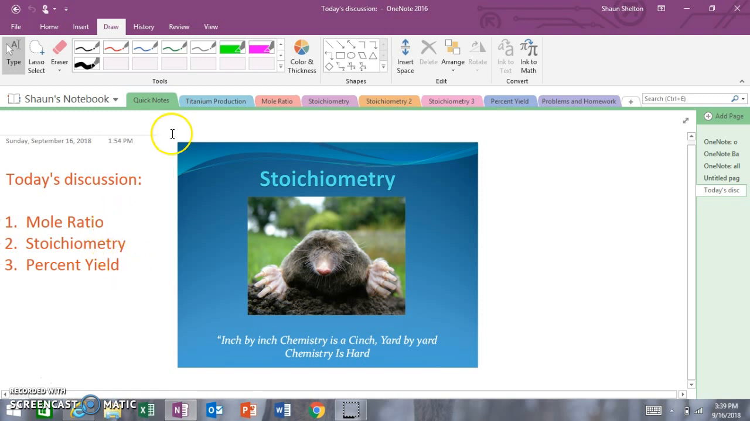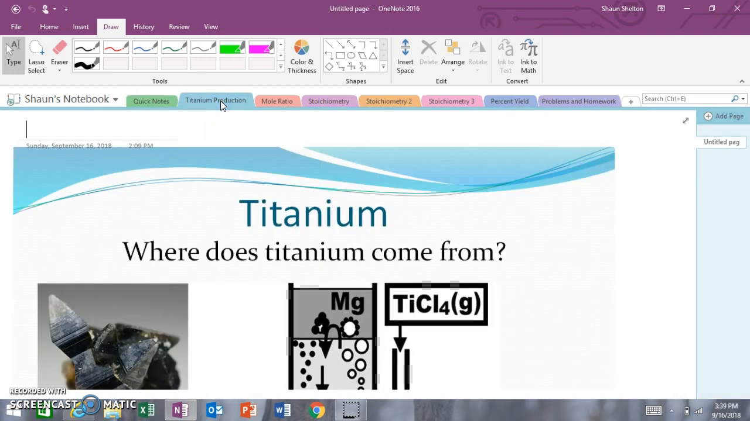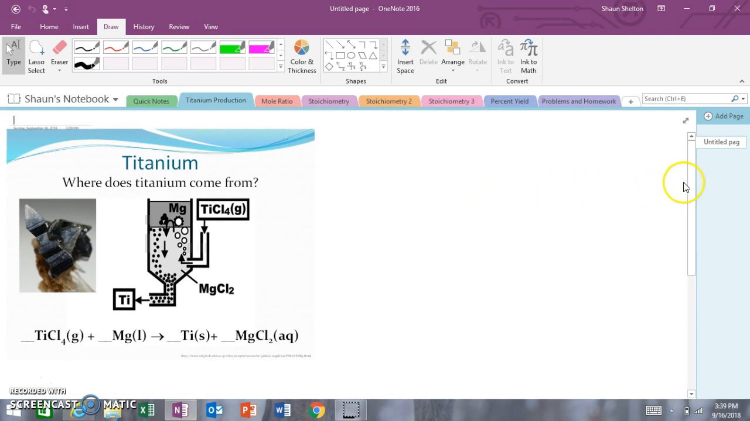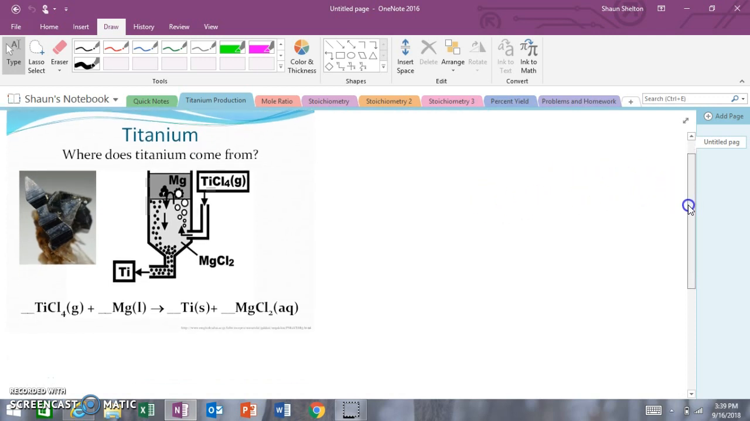Now, before I get into this, I want to go through the second slide, which is the titanium production. The question comes, where does titanium come from? We may think there are many different places it comes from, but there's only one place, and that's from a rock. As you can see here, we have an example of a mineral called anatase, and the formula for this particular mineral is titanium dioxide.